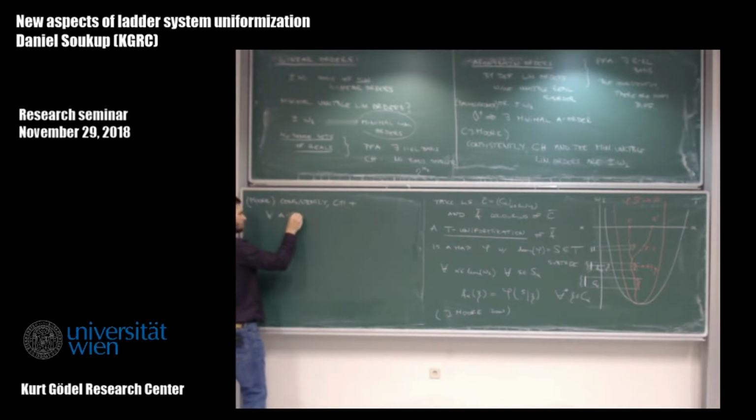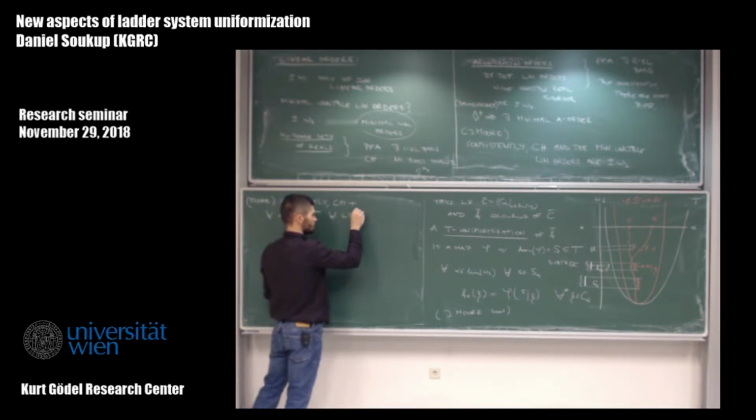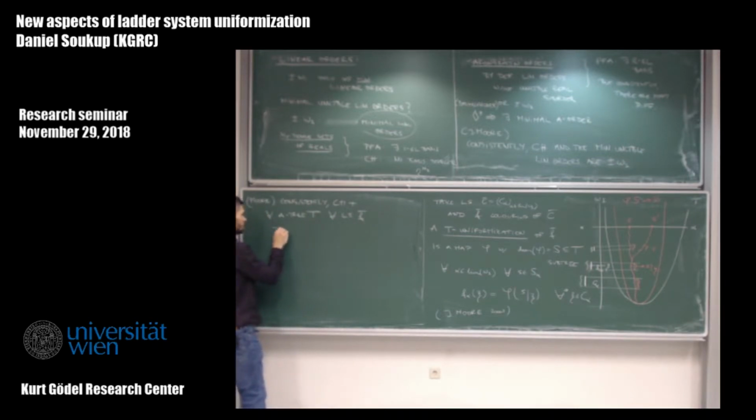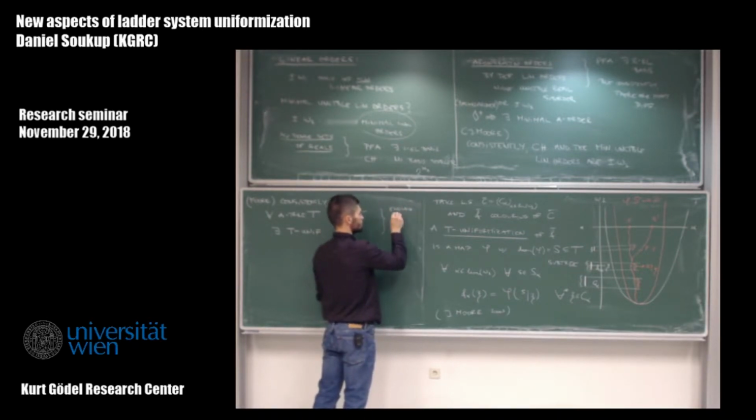For any Aronszajn tree T, for any ladder system coloring F, there is a T-uniformization. And these two things, CH plus this statement, imply that the only minimal uncountable linear orders are plus or minus omega 1. Enough for the previous result.